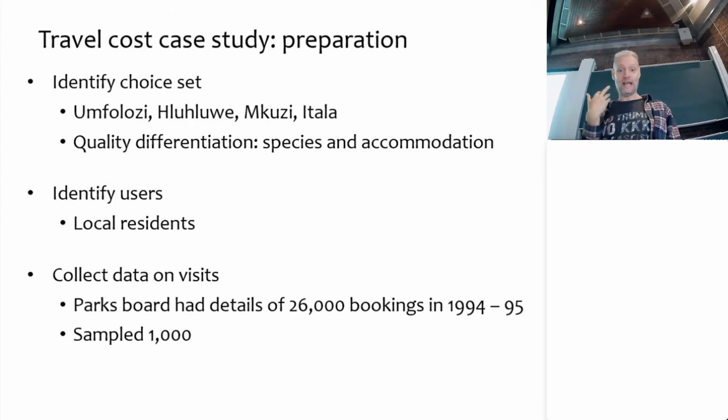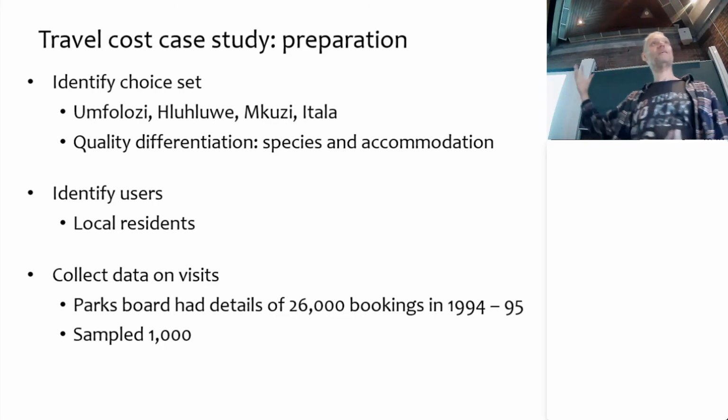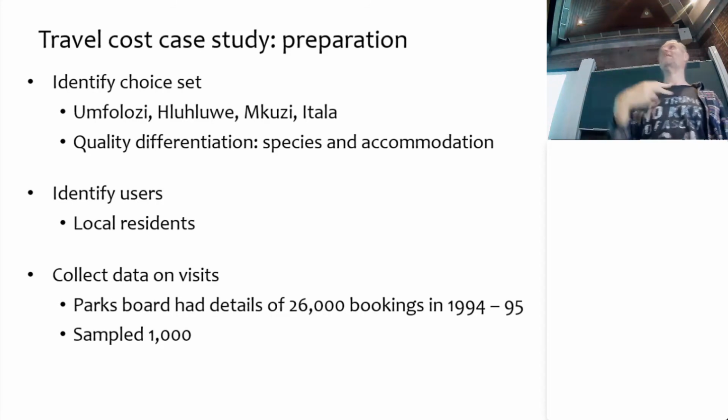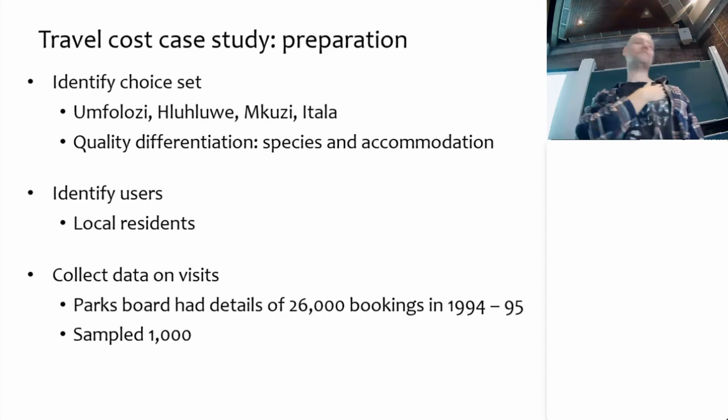So what you need to do is identify the choice set. And we're in KwaZulu-Natal, so people speak click languages there. So I'm not going to pronounce these names because I would completely mess it up. And there's a difference in the quality, right? In one place you have a luxury hotel, and the other place you need to stay in a tent. In some places you can see lions and elephants and rhino. In other places there's only the elephants, right?